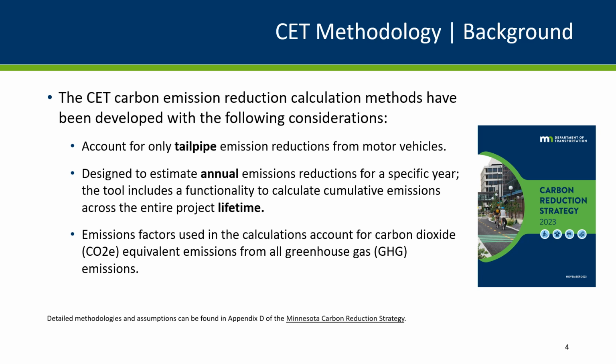The cost effectiveness calculations consider carbon emission reductions over the whole project lifetime. It should be noted that the carbon reductions specified in the tool use emission factors for CO2 equivalent, which allows full quantification of all GHG emissions beyond just carbon dioxide. If you want more details about the specific formulas and sources for assumptions in the Carbon Emissions Tool, check out Appendix D of the Carbon Reduction Strategy, as shown here in this picture.